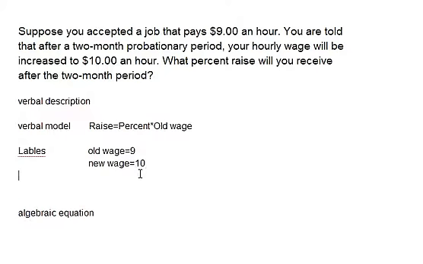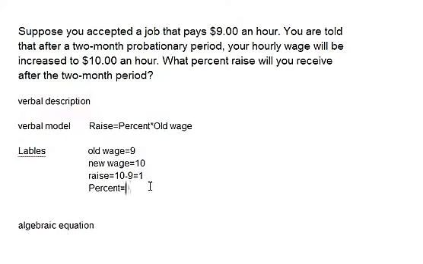Now, how much is the raise? Well, the raise is going to end up being the difference, right? So the raise is going to be equal to the $10 minus the $9, which gives you a total of $1. So you got a big $1 raise. And then this is the percent, and we'll let it equal X. And it'll probably be in decimal form.